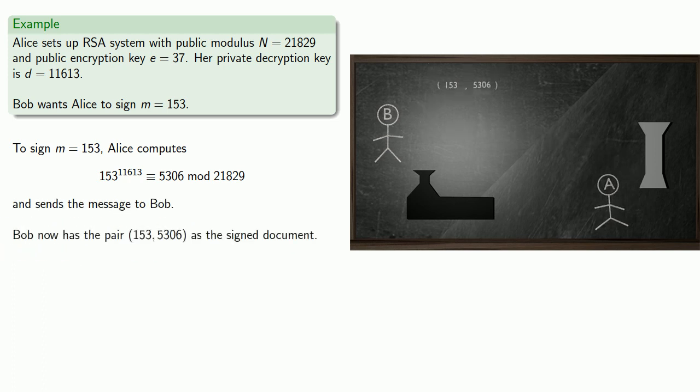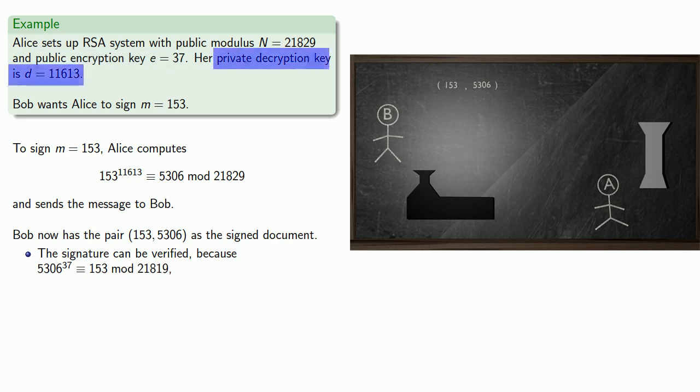Bob now has the pair 153-5306 as the signed document. We can verify the signature as before, because if we take this encrypted value 5306 and use the public encryption key, we get back the original document. And again, since Alice is the only one who knows the decryption exponent, only Alice could have found 5306.